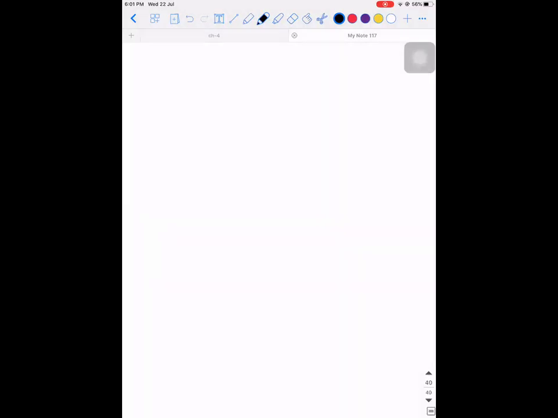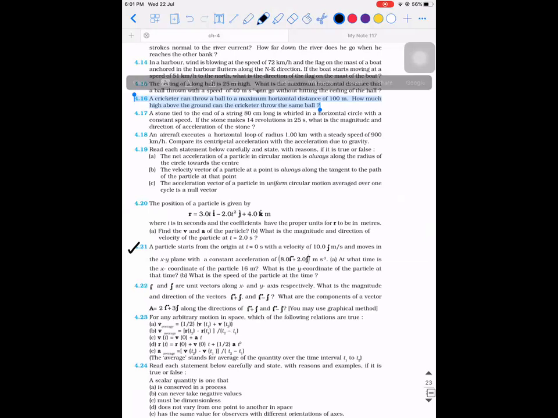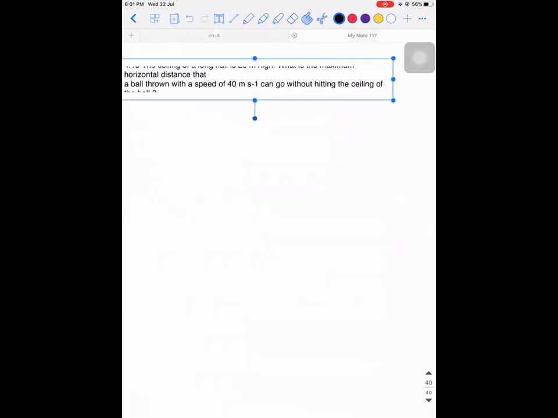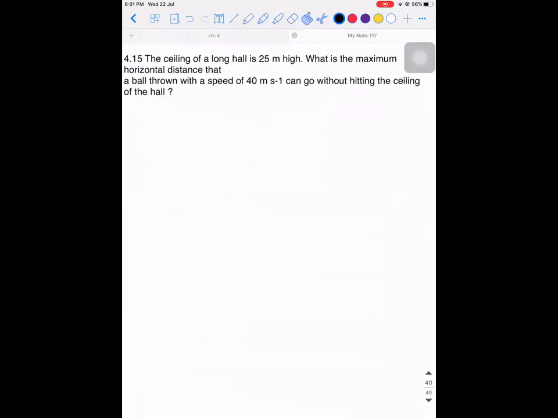Okay. We'll do one last problem and wind up the session. Problem number 4.15. With that, we can wind up. Maximum distance that a ball thrown with a speed of 40 meters per second can go without hitting the ceiling.